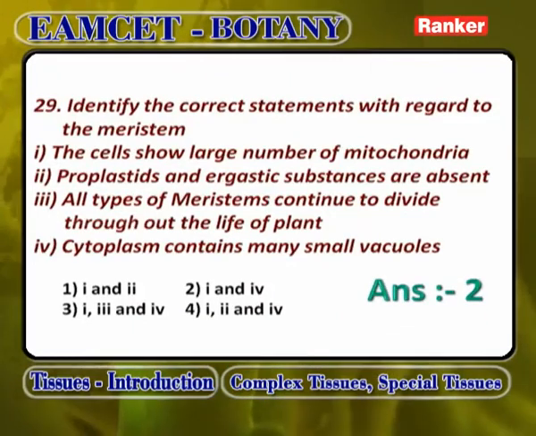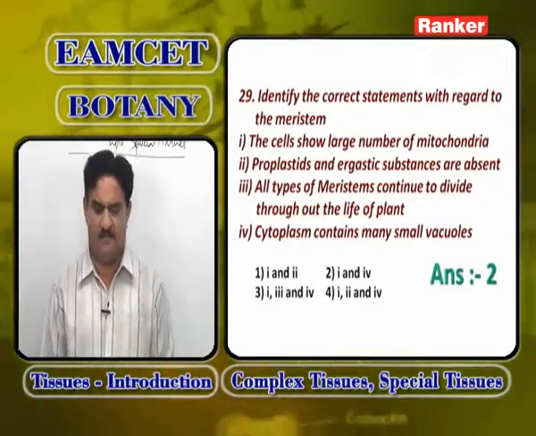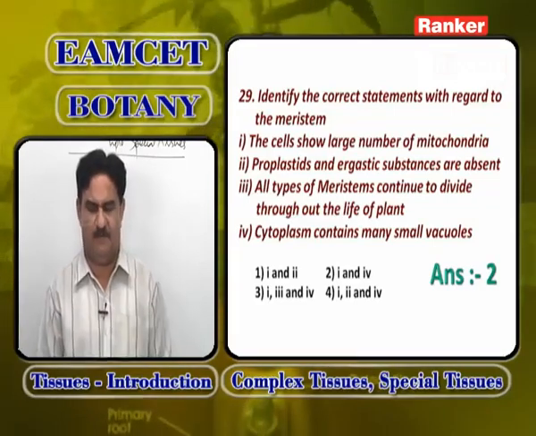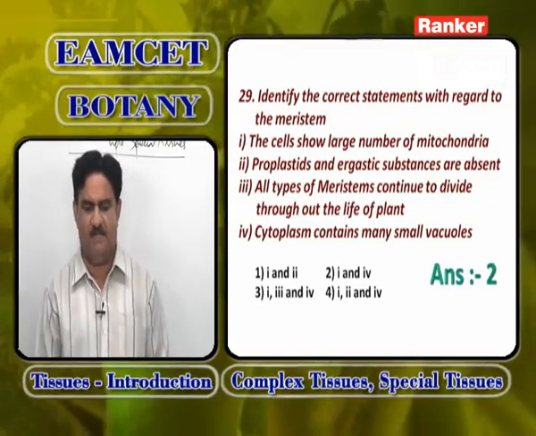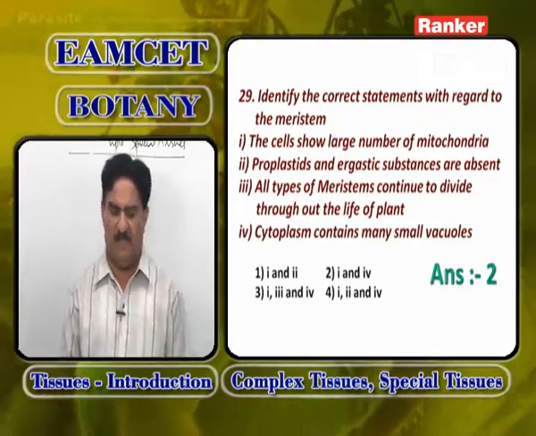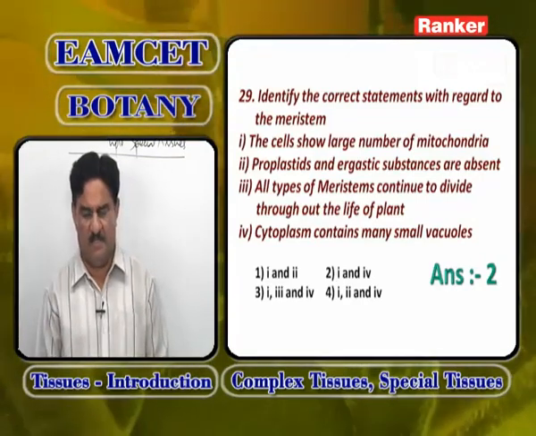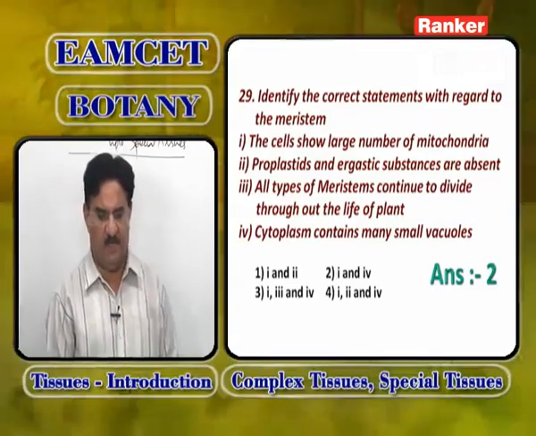Identify the correct statements with regard to meristems. The cells show large number of mitochondria is correct. Proplastids and ergastic substances are absent is wrong. All types of meristems continue to divide throughout the life of a plant is wrong. Cytoplasm contains many small vacuoles is also correct, but the perfect answers are: the cells show large number of mitochondria and cytoplasm contains many small vacuoles. So answer is 1 and 4.